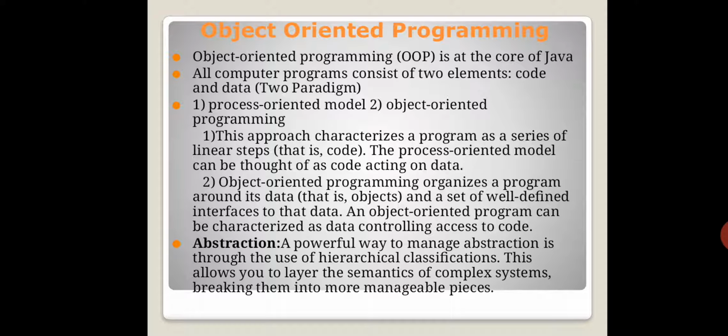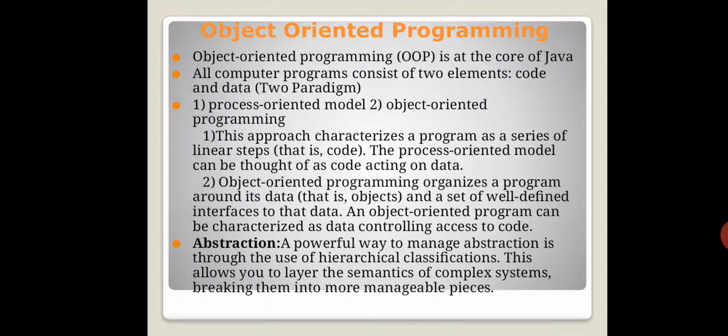But when it comes to object oriented programming, as everything is an object, you will create some interface for data. You will organize a program around its data, whatever data you are going to consider. So that is the difference between the object oriented and the process oriented model.